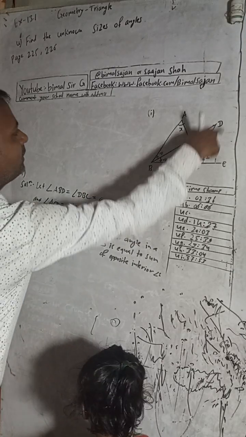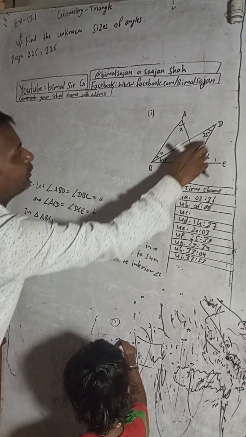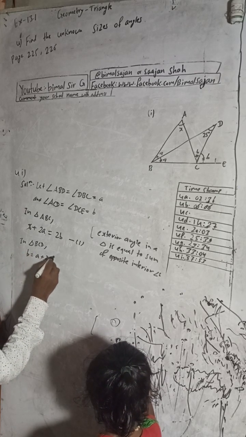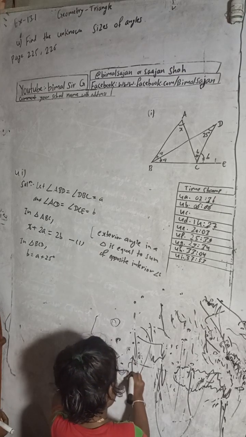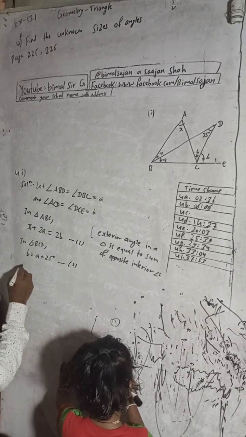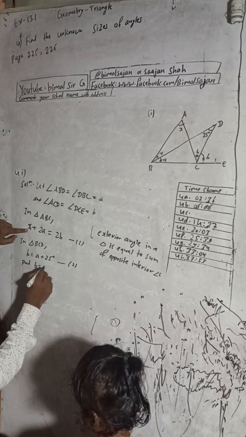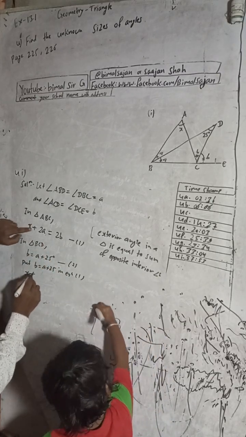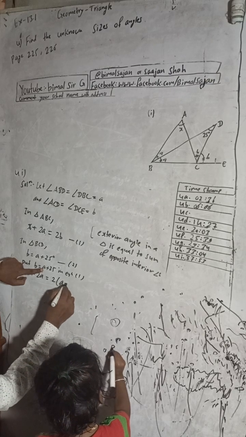And now in triangle BCD, again A plus 25 is equal to B, or B is equal to A plus 25 degrees. The reason is the same, exterior angle. Now we will substitute this value from equations 1 and 2. Put B is equal to A plus 25 in equation 1. So x plus 2a is equal to 2b, in place of B keep A plus 25 degrees.